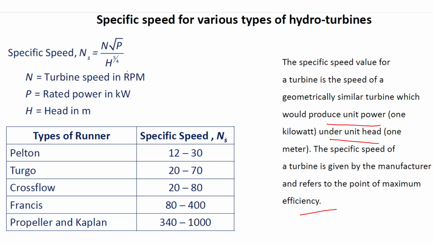As we can see, it is dependent on the turbine speed in RPM, the rated power in kilowatts, and the head in meters. So the formula is NS equals turbine speed into the square root of rated power, upon H, that is head, to the power 5 by 4. This is the formula of specific speed. Different types of runners have different specific speeds, and here we can see that the propeller and Kaplan type runners have the highest specific speed, that is 342,000 RPM.